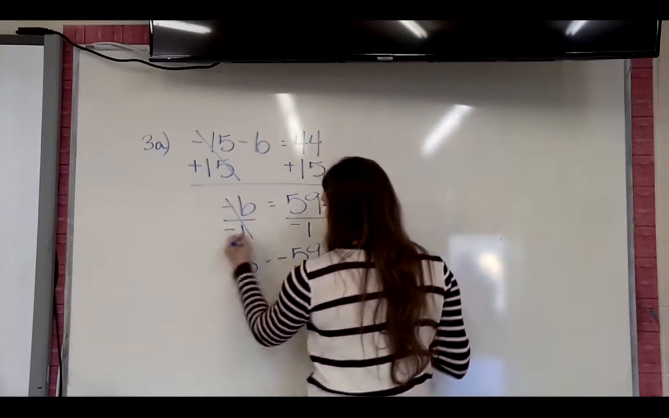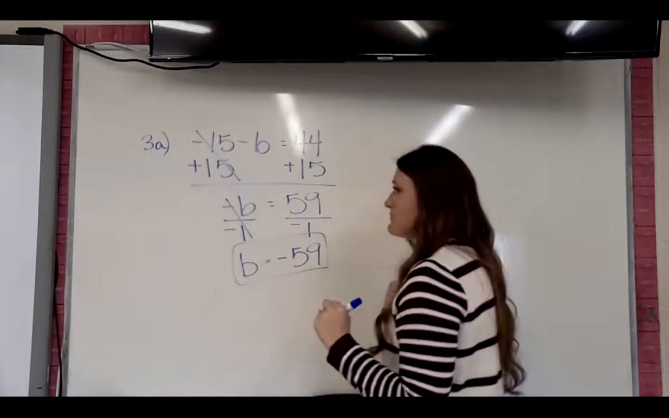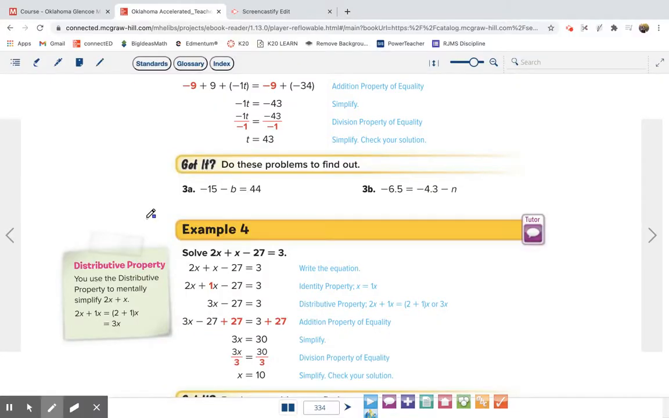So it is -59. Example 4, last example from this section, says solve 2x plus x minus 27 equals 3. On this one, we can't solve for x until we have just one x. So we can combine those. And since they're on the same side of the equal sign, we just do what's between them. So we have 2x plus x, that's technically 1x. So 2x plus 1x is 3x.